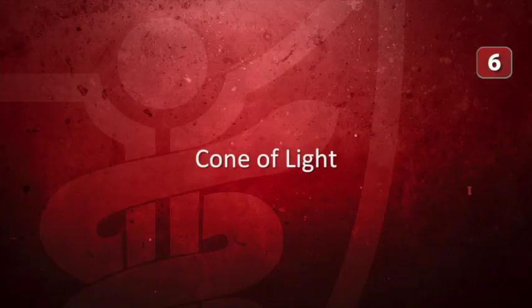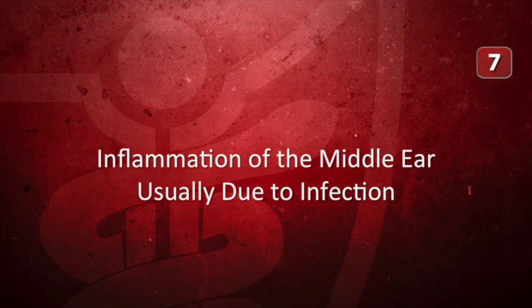Next, what is the name given to the reflection seen on the tympanic membrane when looking at the ear through the external acoustic meatus? So this is going to be cone of light. Next, what is otitis media? We talked about this earlier. This is inflammation of the middle ear, usually due to a bacterial or a viral infection.